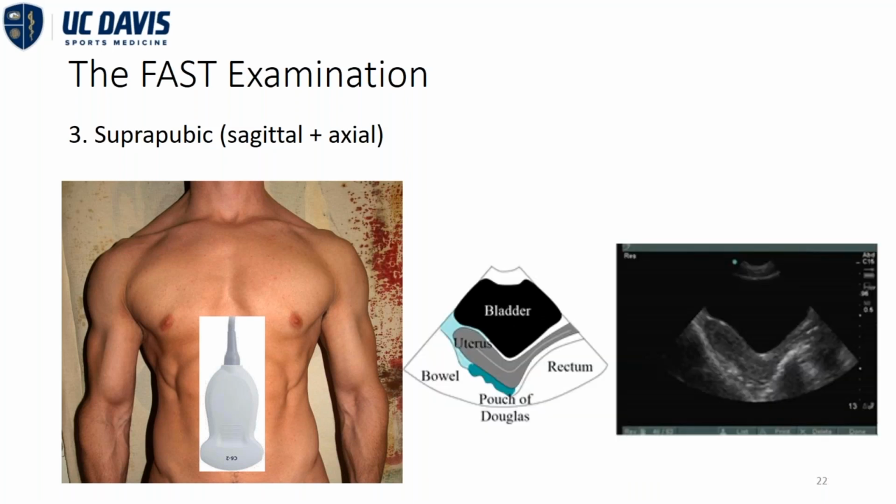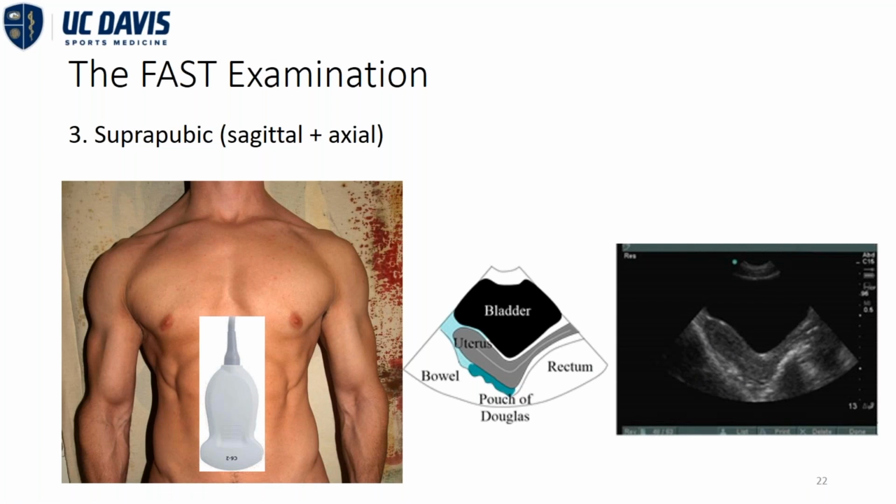Now, in female athletes, they have another organ. It's called the uterus. And you can have free fluid in two spots. You could have fluid between the bladder and the uterus, as well as between the uterus and the rectum. This potential space here is called the pouch of Douglas. It's very important that you visualize all the way down and you can see beyond the uterus into the pouch of Douglas.